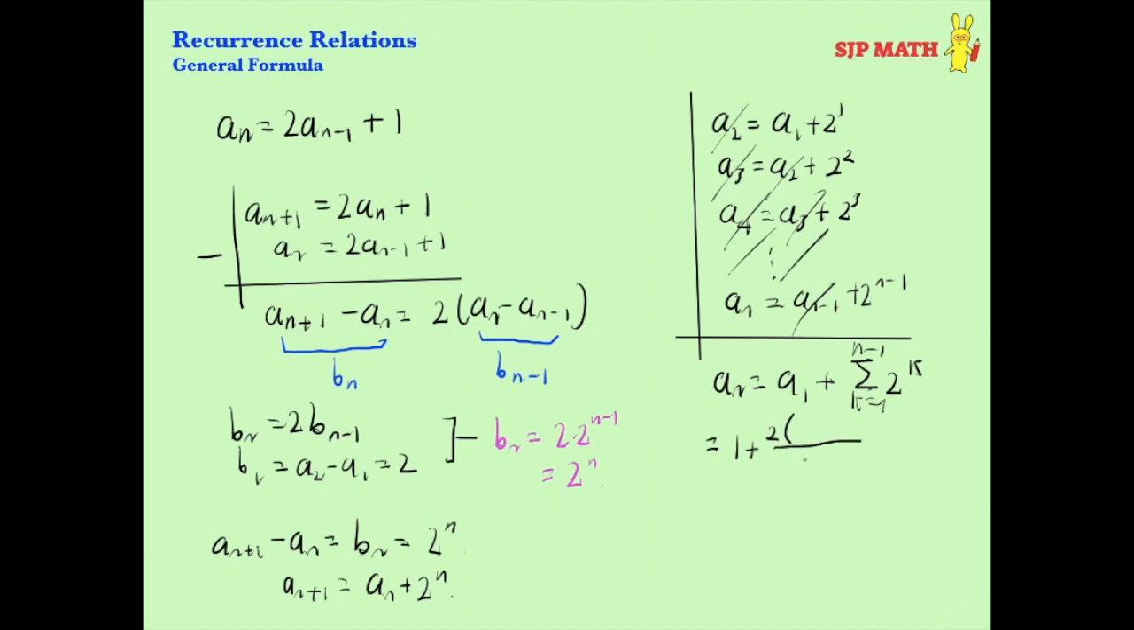So it'll just be over r minus 1, and r to the n minus 1, and that'll just simplify to 1 plus 2 to the n minus 2, which simplifies to 2 to the n minus 1. So therefore, in conclusion, an is equal to 2 to the n minus 1. So there is a general formula for the Tower of Hanoi.